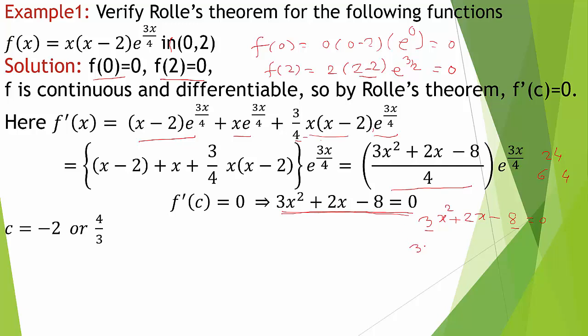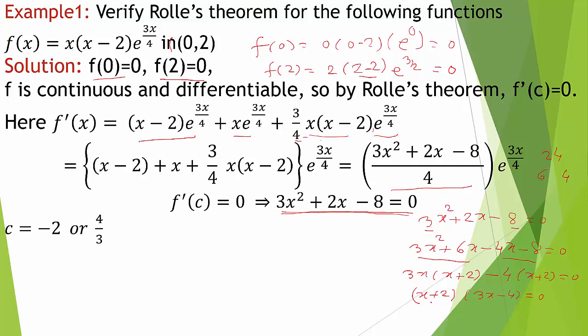Therefore, we can write this as 3x square plus 6x minus 4x minus 8 equal to 0. From the first two terms, I can take 3x common. Therefore, x plus 2 will be there. From the second two terms, I can take 4 common. Therefore, x plus 2 will be there. And from these, the bracket x plus 2 is taken common, and we will get 3x minus 4 in another bracket.